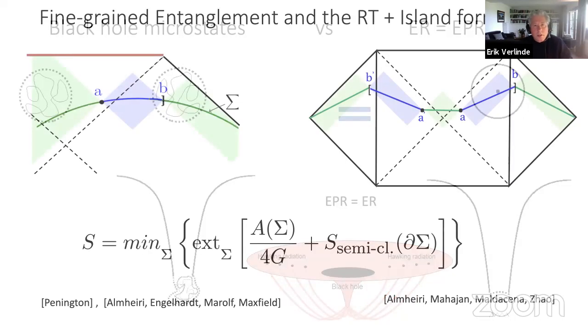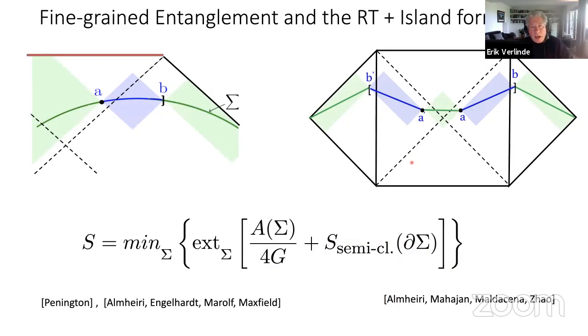I want to talk about indeed these ideas of islands and the island formula, the extension of the Ryu-Takayanagi formula that helps us compute a fine-grained form of entanglement entropy. I've written down the formula here. It has been discussed in the talks yesterday, and in the papers by Pennington and by Almheiri and his collaborators. The point of view that I will be taking is very much connected to this follow-up paper by Ahmed, Juan, and their collaborators. And they considered a slightly different situation than Pennington.